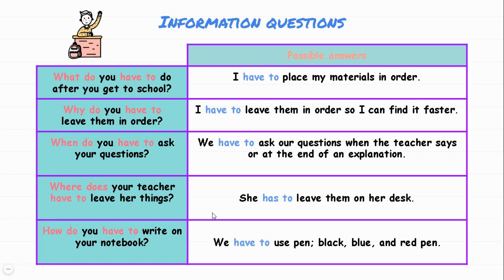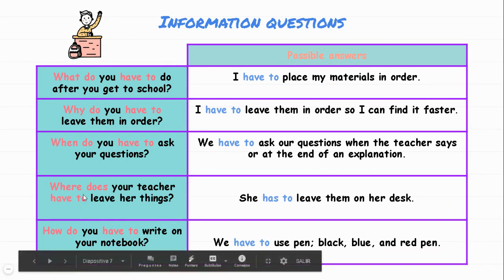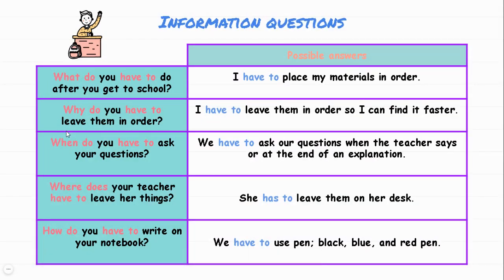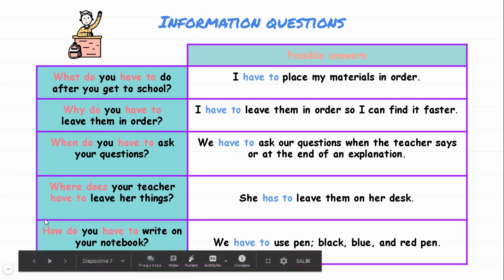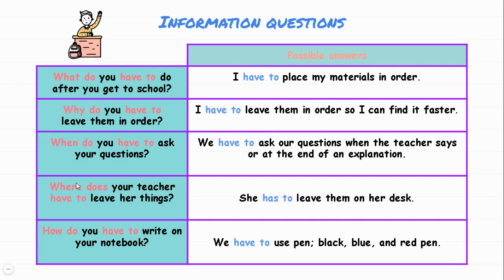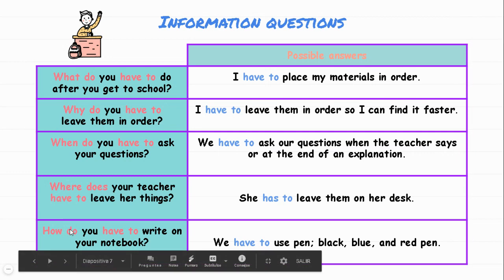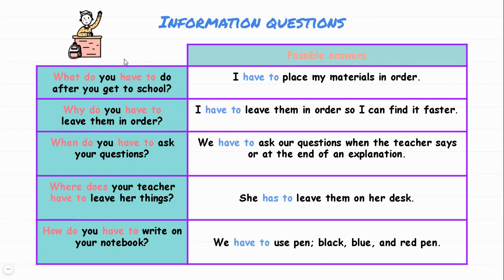Information questions, right? Possible answers. What do you have to do after you get to school? I have to place my materials in order. Notice that here we're asking for what, thing; why, reason; when, in what moment in time; where, in what location, in what place; and how, in what form. And all of them are using do. If we talk about the third person, instead of do, we use does. How do you, how do I, how does she have to, right?